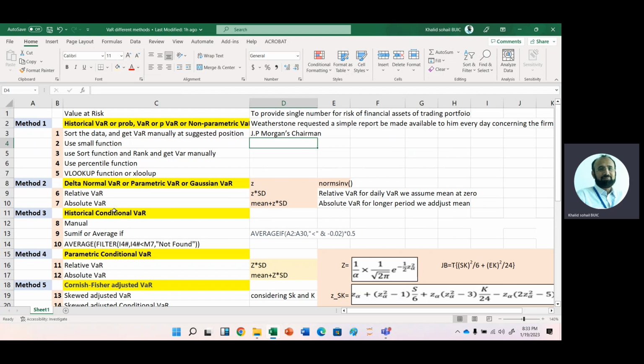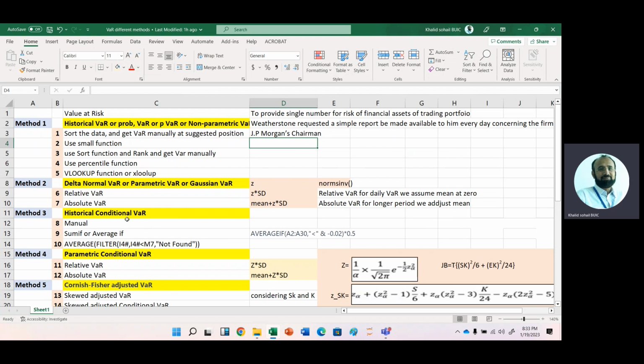Now, there is a little variation. The first one is relative value at risk, and the second one is absolute value at risk. In relative value at risk, we just ignore the average return. But in absolute value at risk, we take average returns into account as well. These are added to the relative value at risk. In absolute value at risk, for example, if we have a longer period, then we should account for this average return as well.